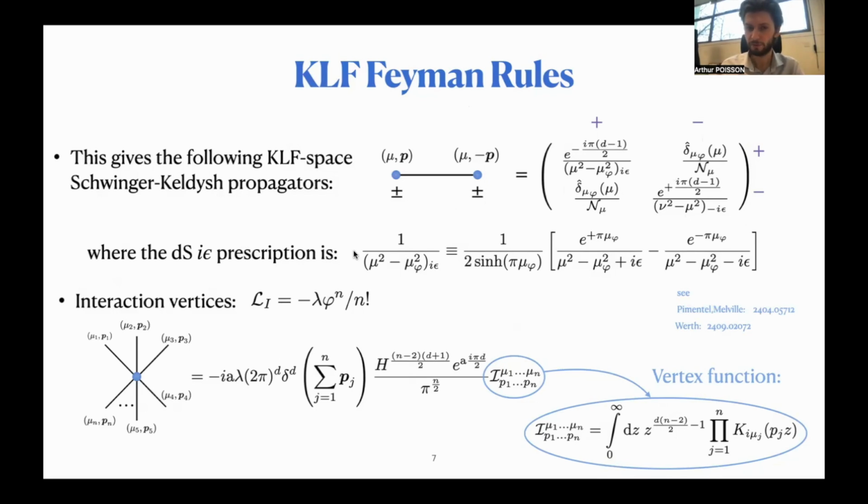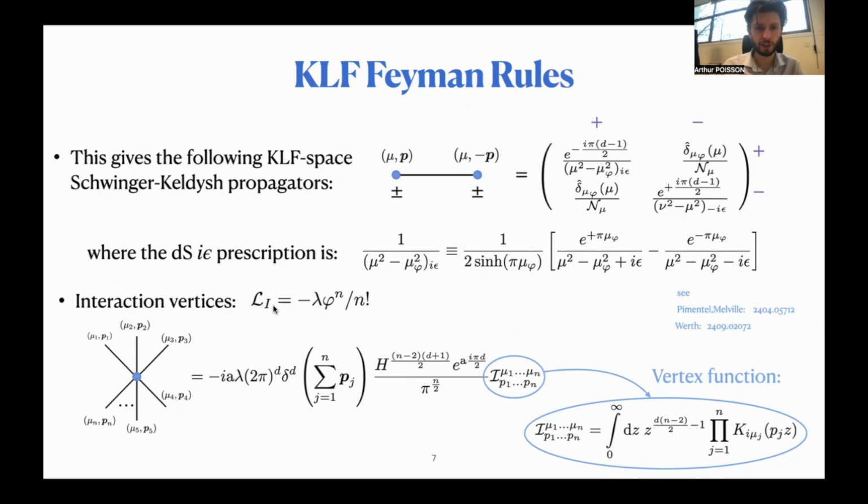Here we had to define an i epsilon prescription that we took from these 2 papers, from Pimentel-Melville and Denis Werth. This is a bit different than in flat space, because in flat space we would only have this prescription here, but this is not shadow symmetric. So you need to shadow symmetrize and tune the coefficient so that this correctly gives you the time-ordered propagators in terms of Bessel functions.